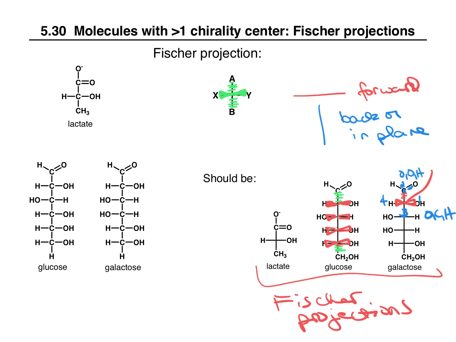Now going from 1 to 2 to 3, we are going counterclockwise, which is S, but because our lowest priority is coming forward, we flip the assignment so that it has the R configuration. So Fischer projections can be a very useful shorthand. It's a lot quicker to be able to just draw a cross rather than having to fill in the dash and wedge. But you need to remember the very specific meaning of the horizontal lines as well as the vertical lines. And you need to make sure that you are showing everything in the Fischer projection convention rather than just doing it halfway and accidentally drawing Lewis structures.